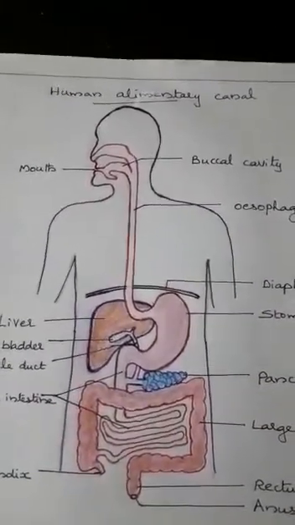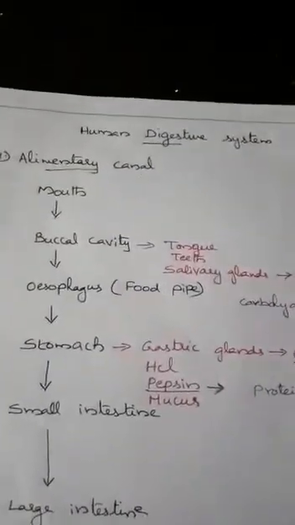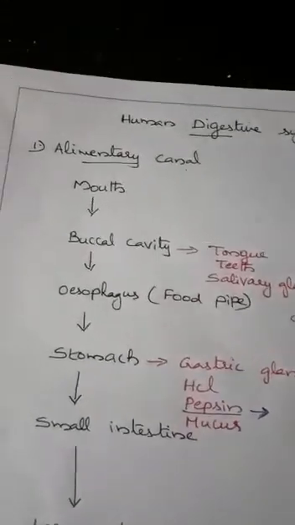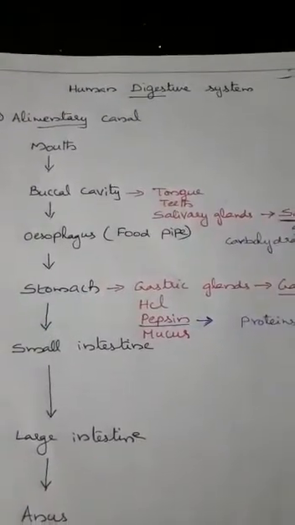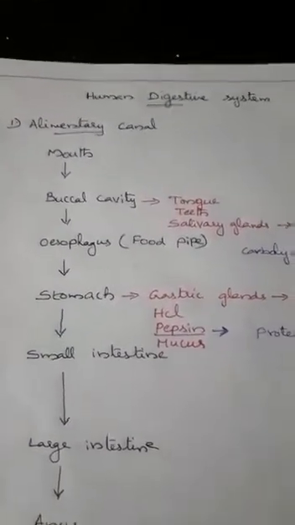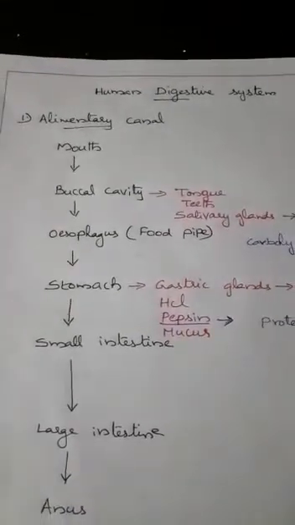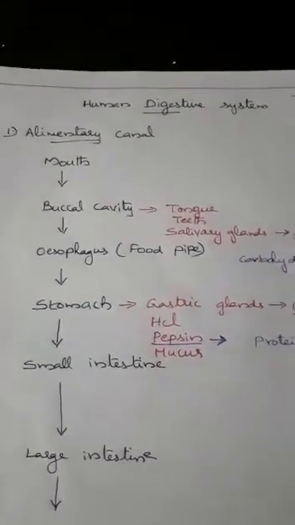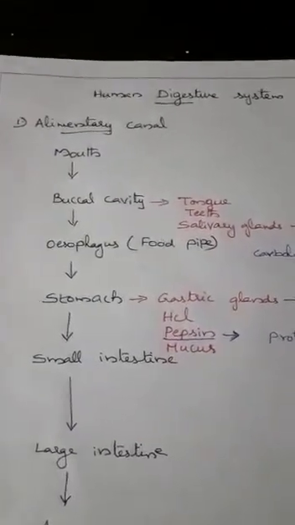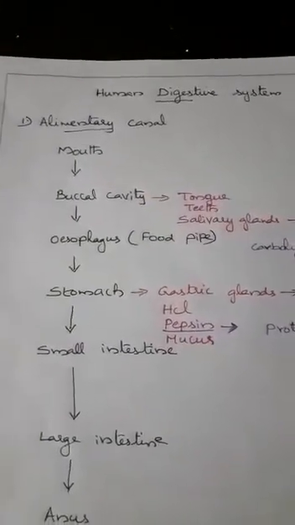Next comes the buccal cavity. The buccal cavity mainly consists of the tongue, teeth and salivary glands. The tongue is a muscular, sensory, mobile and protrusible flat structure. Protrusible means we can extend it outside and take it back. It is attached posteriorly at the basal part over the lower jaw. The tongue contains taste buds.